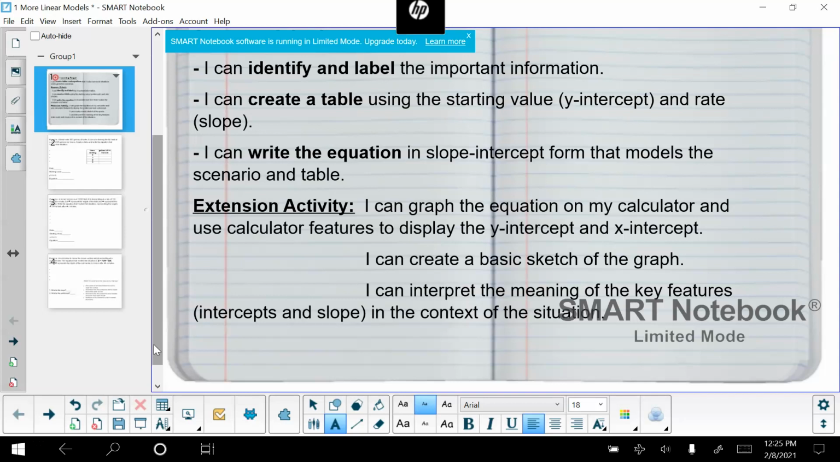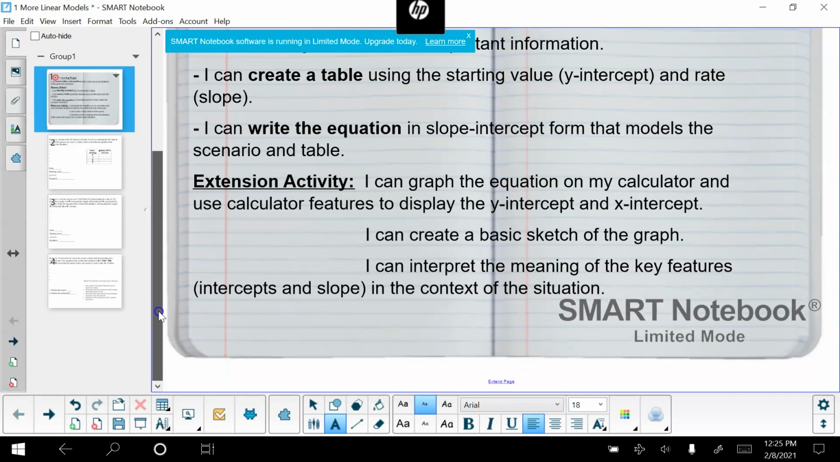I can write the equation in slope-intercept form that models the scenario and table, but our extension activities are going to be a little different. We're going to be able to graph the equation on our calculators, our Inspires, and use the calculator features to display the y-intercept and the x-intercept, and then also create just a basic sketch on the paper of the graph so that we have a better idea of what it's doing and what it looks like.